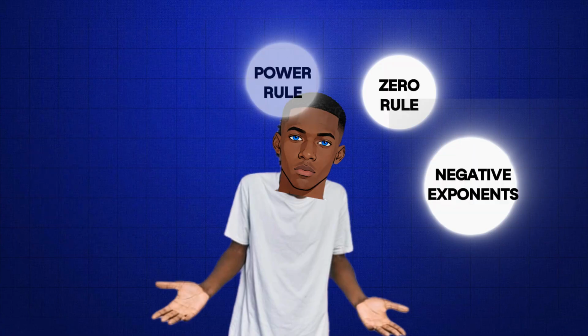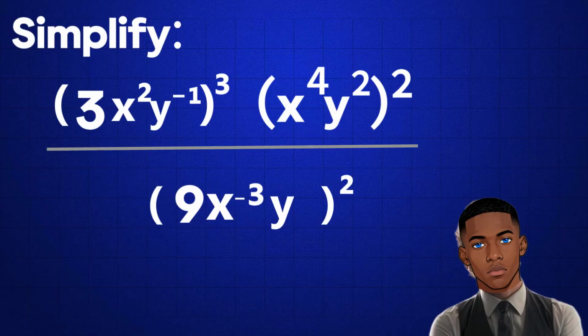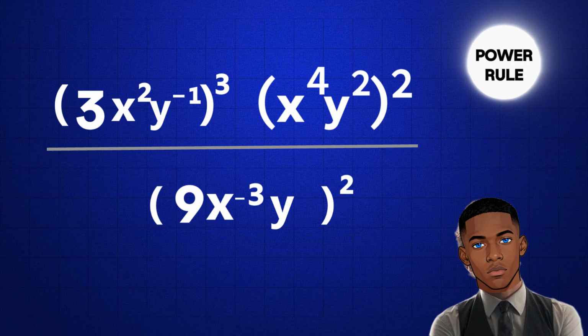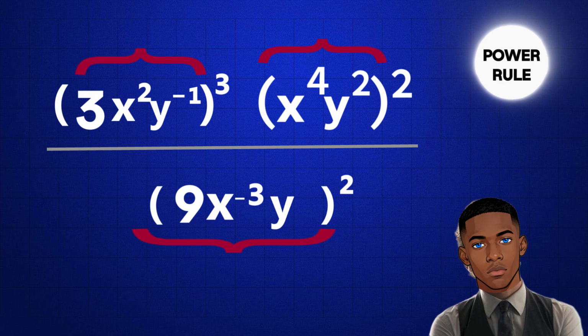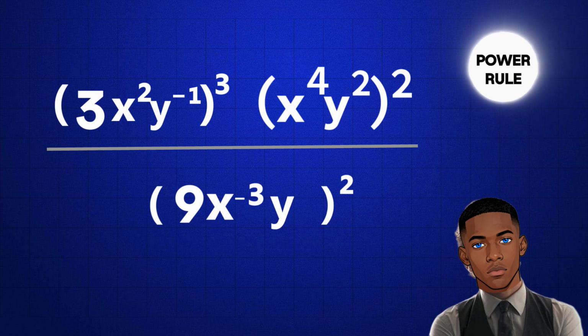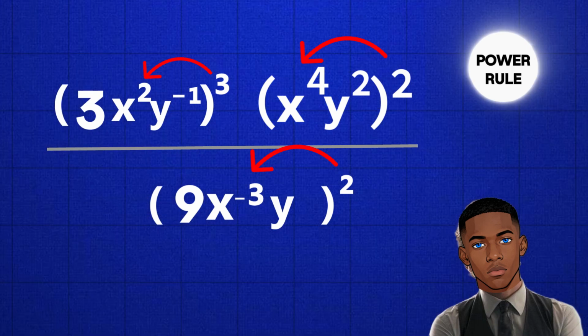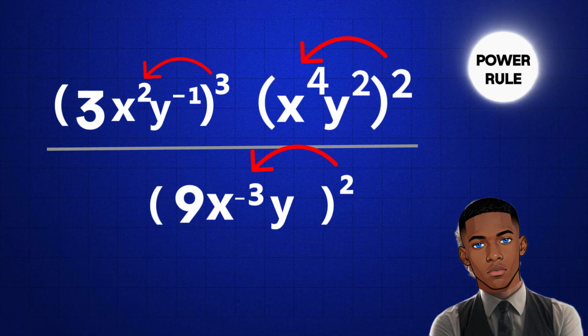It uses everything we just learned. Don't panic. Step 1. Apply the power rule. We have to get rid of the brackets. So we use the power rule to apply the exponent to everything inside. Like I said, don't make the common mistake of just applying it to 1. It applies to every single term.